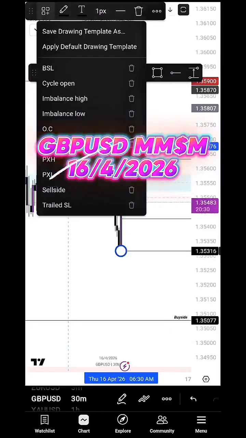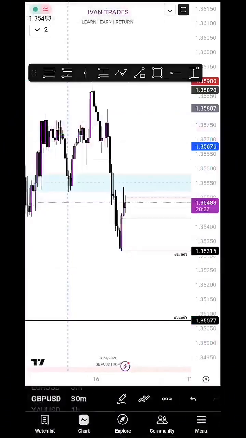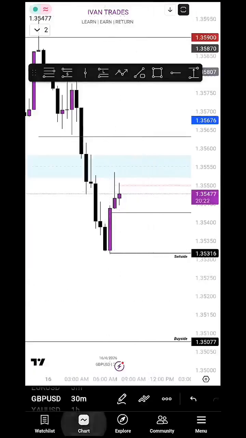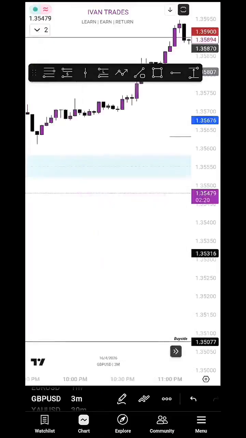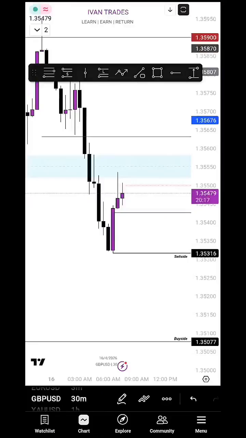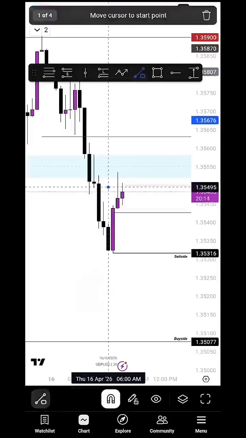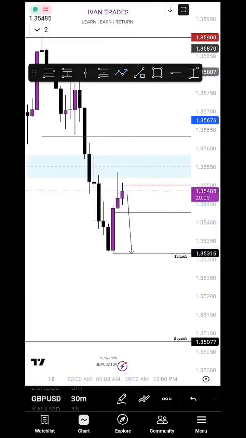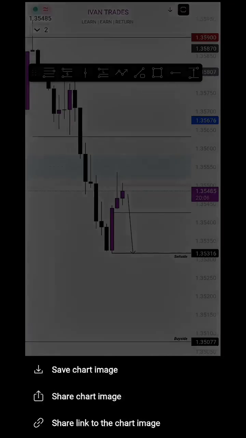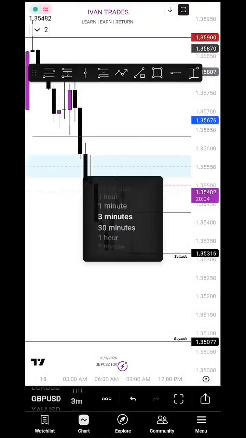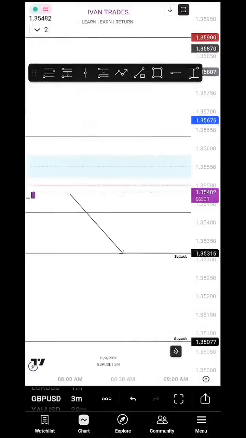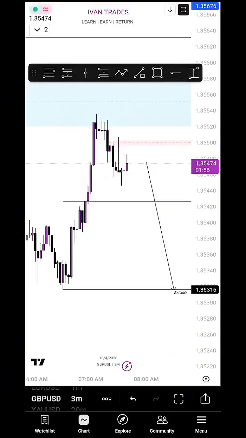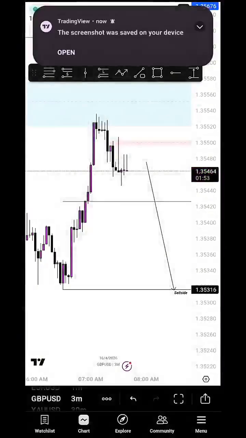Hi guys, second trade. Right now I'm looking at the GBPUSD, which opened high today on the 16th of April. So far I'm looking for a sell model to unfold to this low right here, which was created at 6:30. It's essentially the London low.